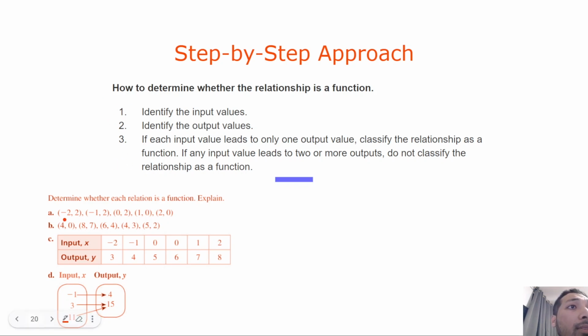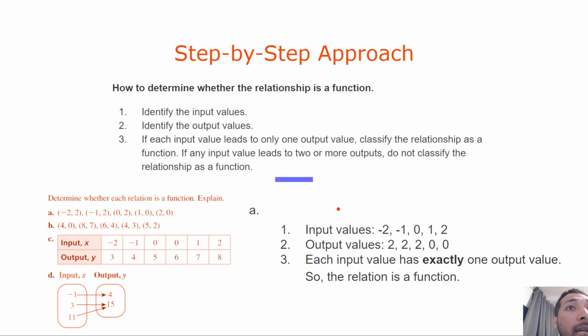For the first one, we have -2, 2, -1, 2, 0, 2, then 1, 0, then 2, 0. So we identify all the input values. If we classify all the input values, we have -2, -1, 0, 1, and 2. And you can see that each input is giving only one output. Since each input is giving exactly one output, this relationship is a function.